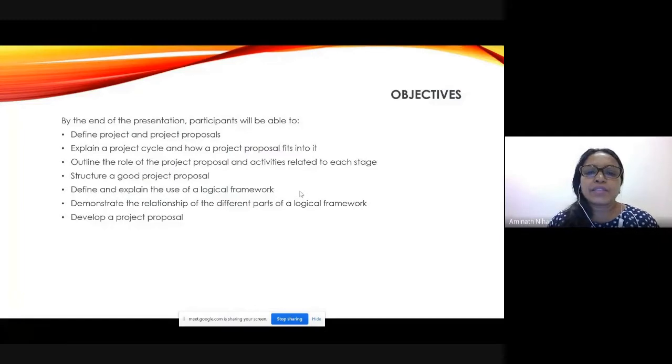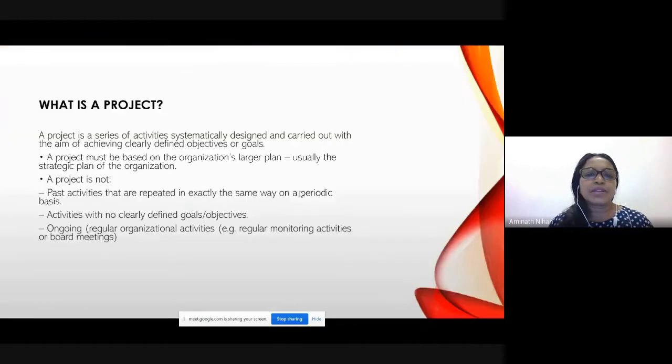By the end of the presentation, you will be able to define project and project proposals, explain a project cycle and how project proposals fit into it, outline the role of the project proposal and activities of each stage of the proposal, structure your project proposal, define and explain the use of a logical framework, demonstrate the relationship between the different parts of a logical framework, and develop a project proposal. So it's very guided. By the end, you'll be able to write your own project proposal.